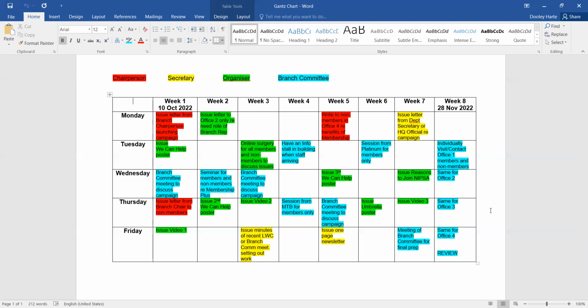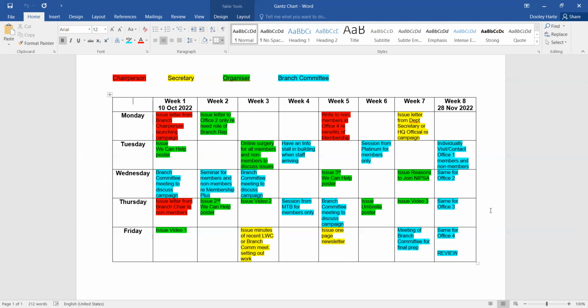But over the next 8 weeks, in this case, the branch committee will be providing information to members, will be engaging with members and non-members, will be encouraging non-members to join NIPSA, will be encouraging members to become active on the committee, raise the profile, provide information, provide support, whatever the letter needs to say. It is the launch of your campaign to say over the next 8 weeks, we're going to be engaging with you and providing you with information.